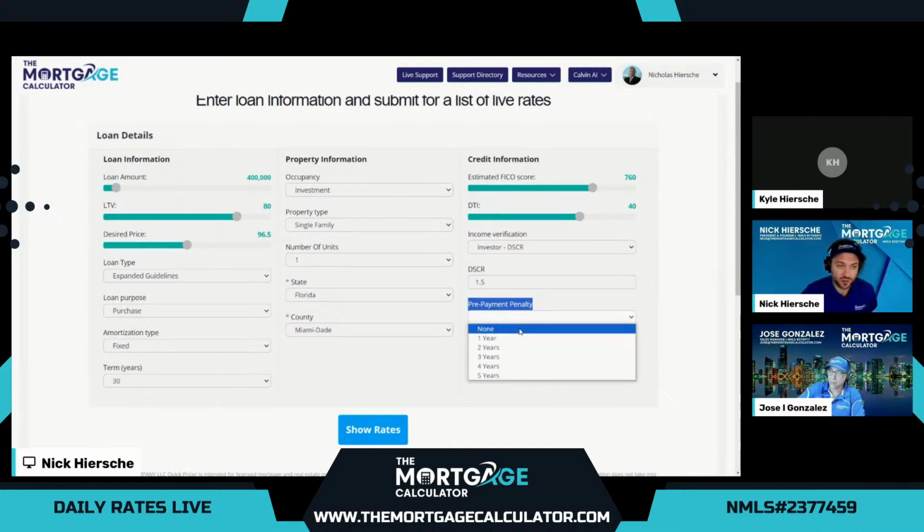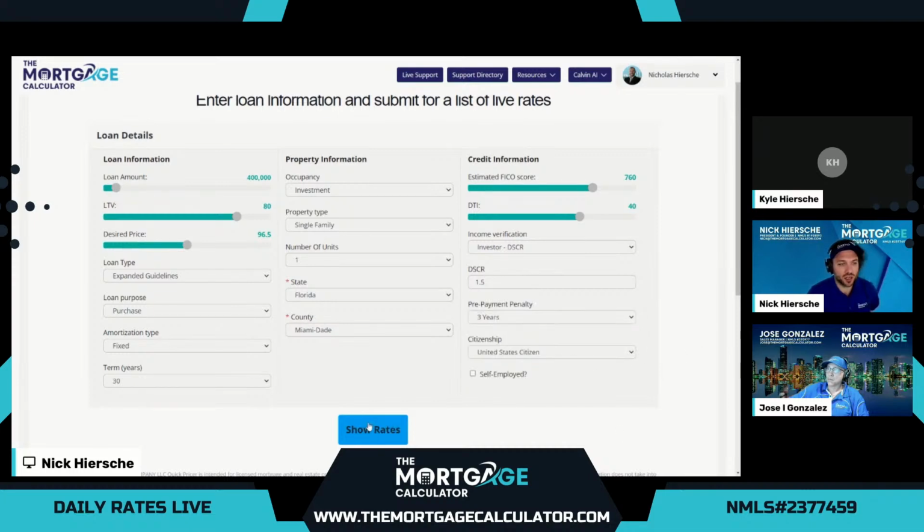There are options for 0 that will cost more and limit the programs that show up. There are also options for 5 years, which saves our customers some money if they're going to hold the property, but not as many options. 3 years is the most common. That's what we always use here for the demo.